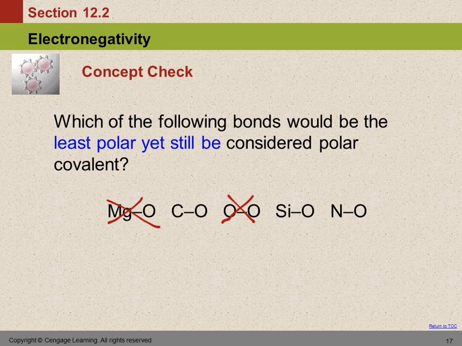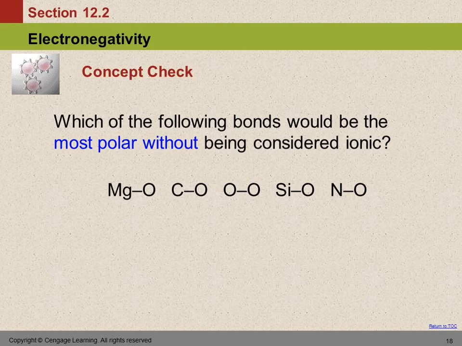So then we're comparing carbon-oxygen, silicon-oxygen, and nitrogen-oxygen. We look at the periodic table and see which one is closest to oxygen. It's the nitrogen. So this is the one with the least electronegativity difference. So it's the least polar, and yet it is still polar. Any questions? There's the answer.